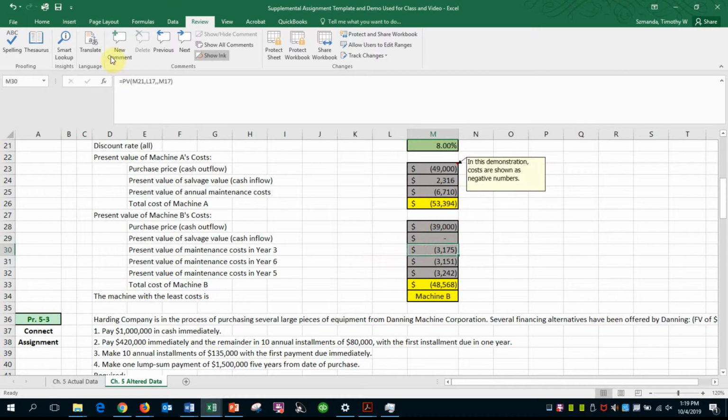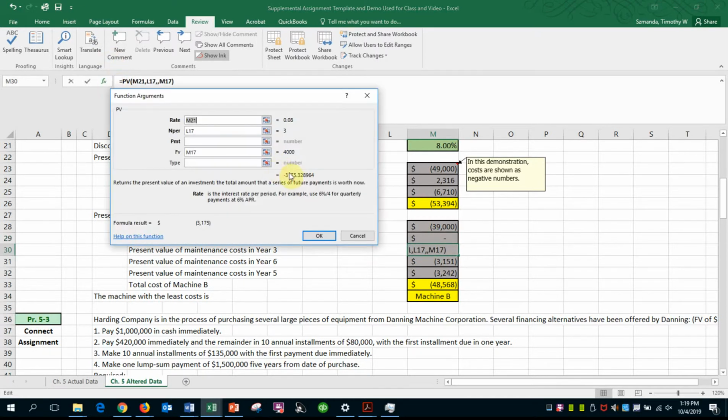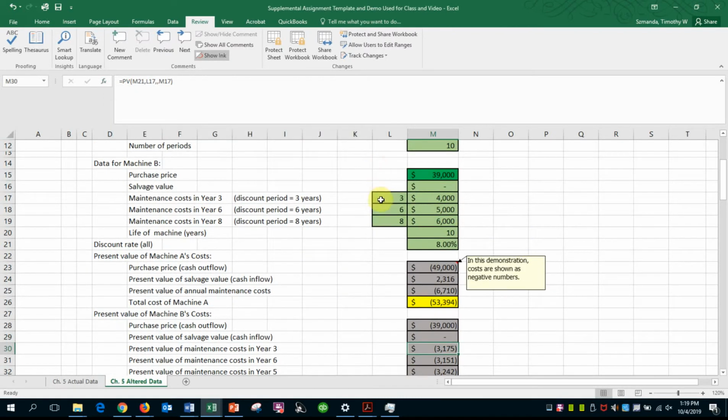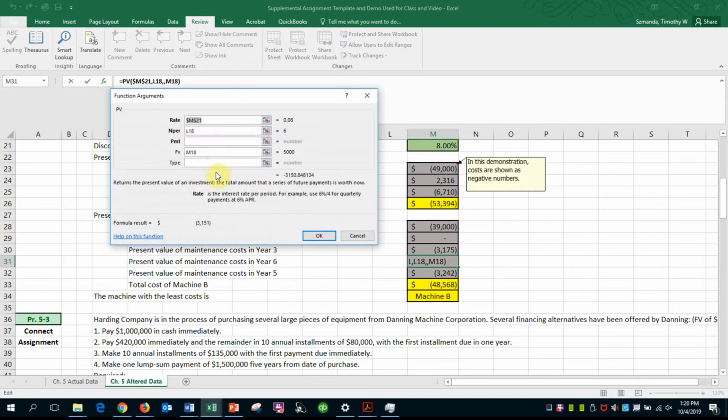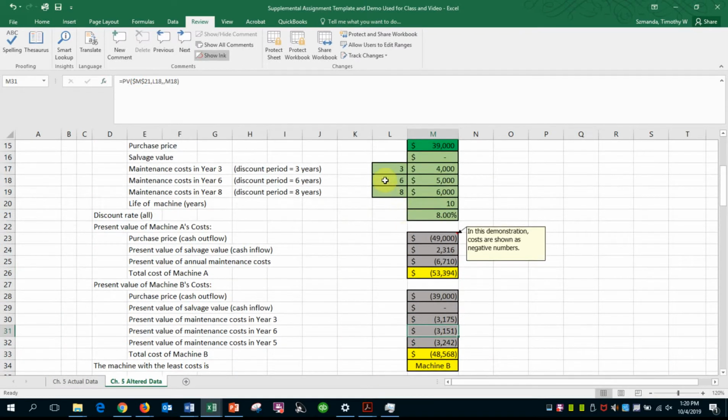So scrolling down to the present value of machine B, negative $39,000, no salvage. And then we took the present value of the negative cash flows of these maintenance costs. So the first one was only $4,000. Discount that back 3 periods, since that will occur in year 3. Next one is the maintenance cost in year 6, so we'll discount that back 6 periods at 8%. Future value, of course, is the $5,000. That's a lump sum payment.